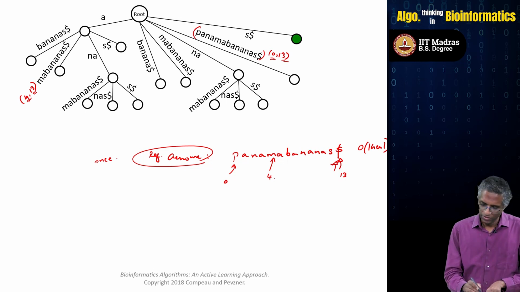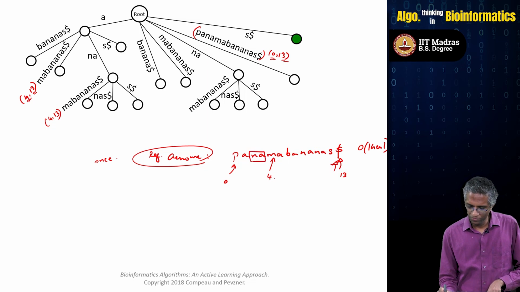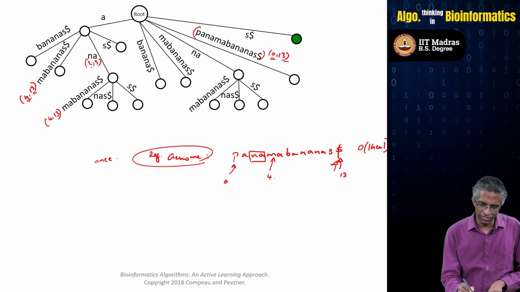Okay, this will also be 4, 13. Na is going to be this one. Na is going to be just 0, 1, 2, 3, right? So Na is going to be 2, 3, and so on.